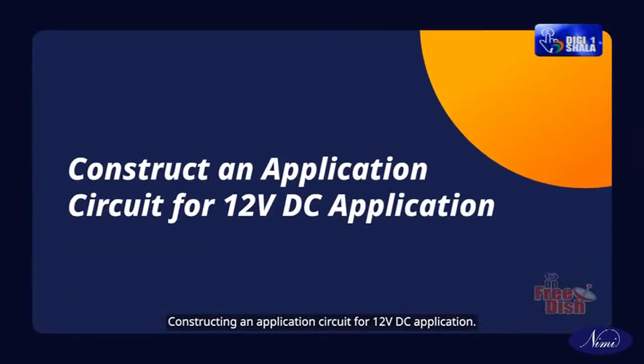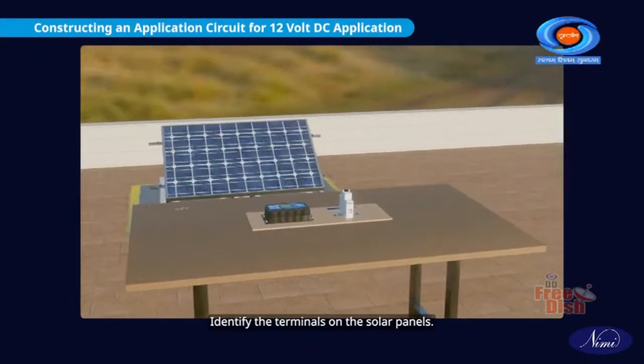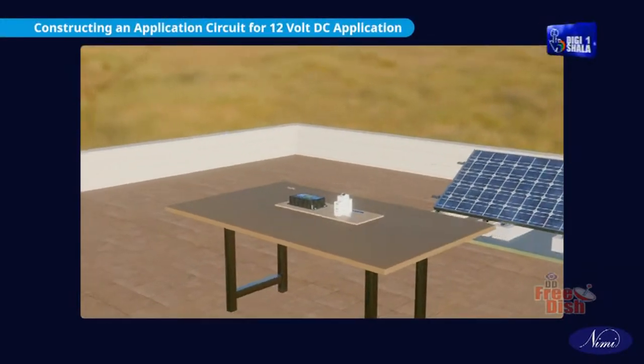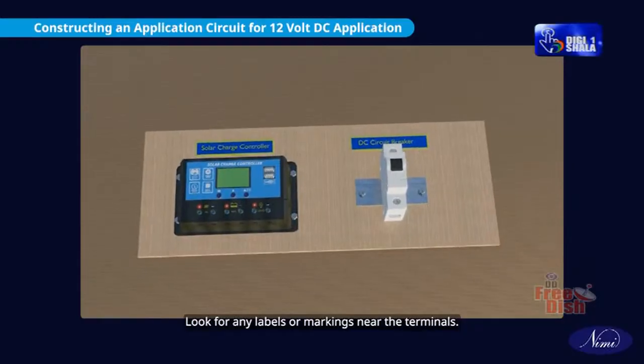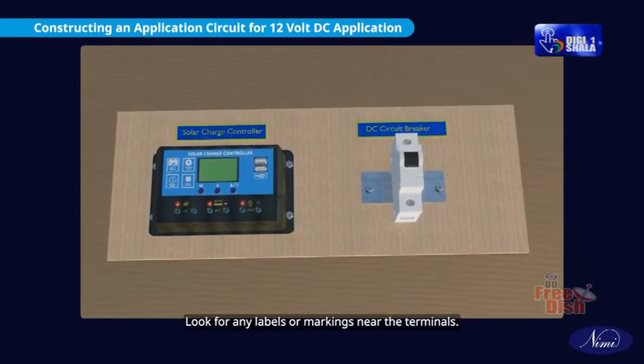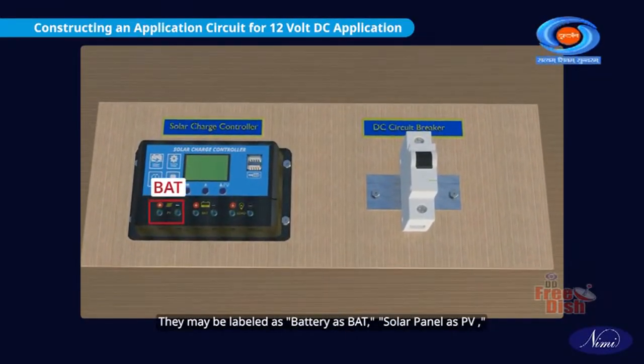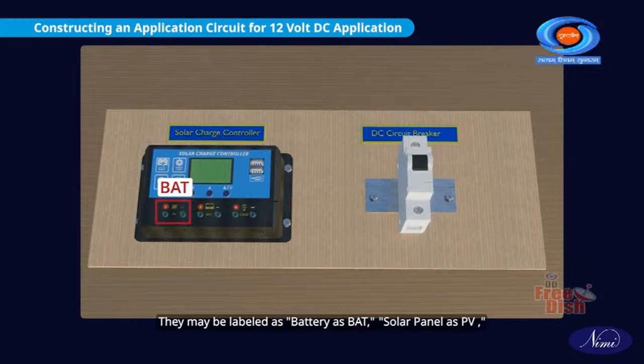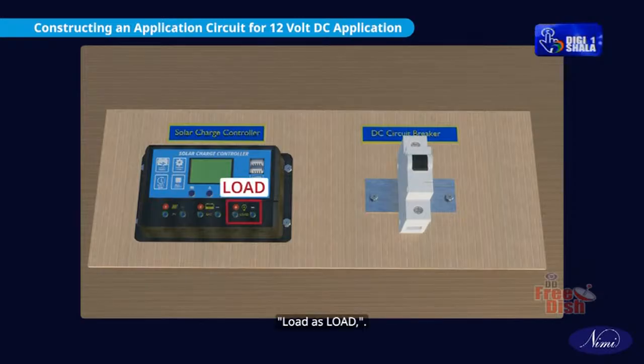Constructing an application circuit for 12 volt DC application. Identify the terminals on the solar panels. Look for any labels or markings near the terminals. They may be labeled battery as BAT, solar panel as PV, load as LOAD.